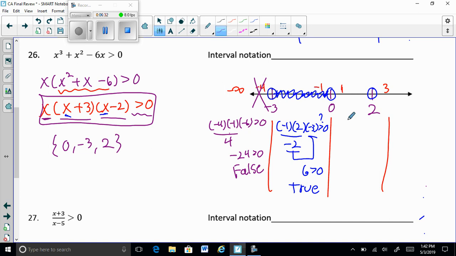Now we'll try positive 1. If you plug in a 1, you get 1 times 4 times negative 1. Is that greater than 0? Well, let's see. Here you get 4, and 4 times negative 1 gives you negative 4 is greater than 0. Negative numbers are not greater than 0. False.